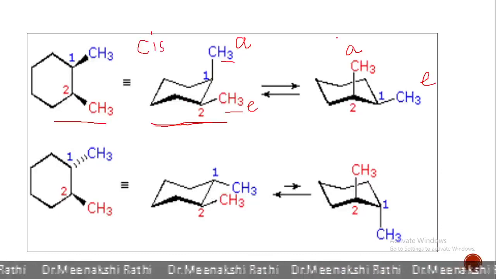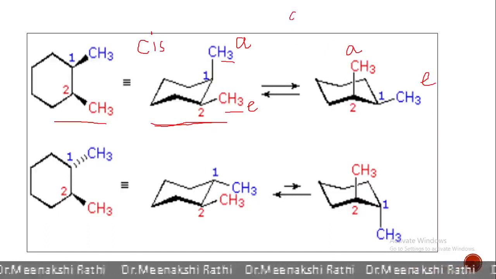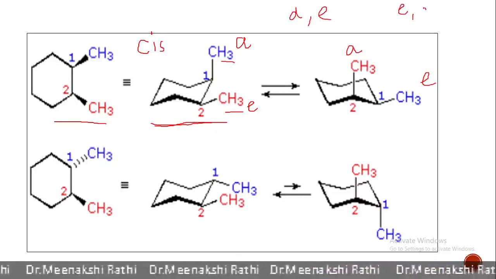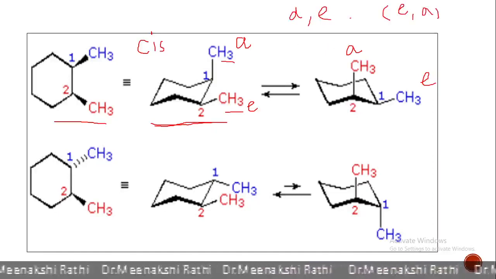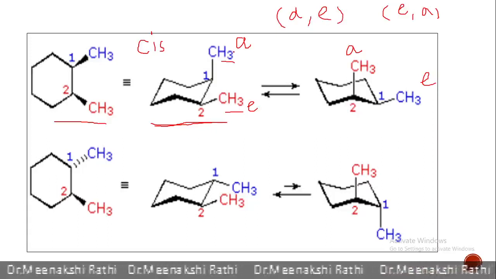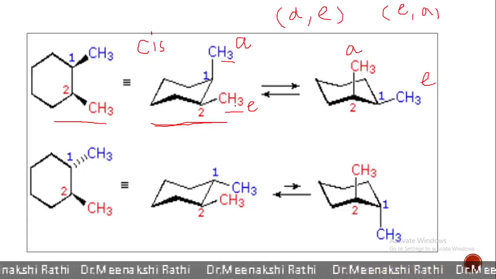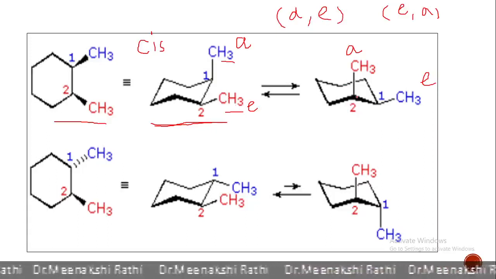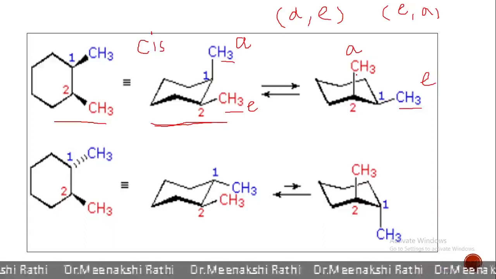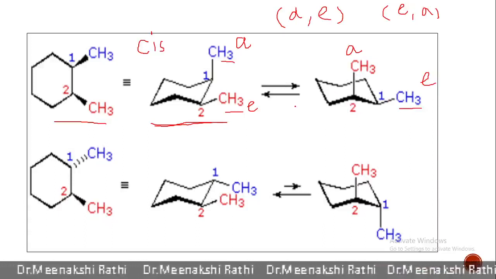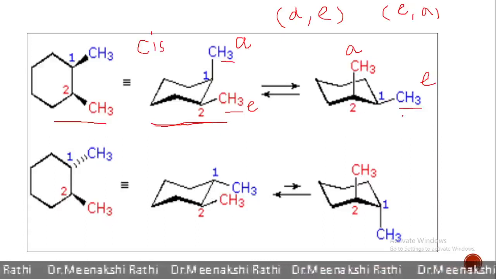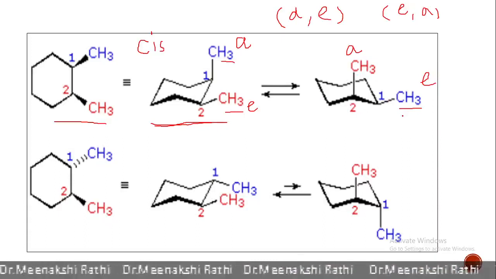So in 1,2 disubstituted cyclohexane, if it is AE or EA type, where A means axial, the first methyl group is at axial position and the second at equatorial position. EA means the first methyl group is at equatorial and the second at axial position. In both cases, the methyl groups are present on the same side of the plane, so it is a cis isomer.